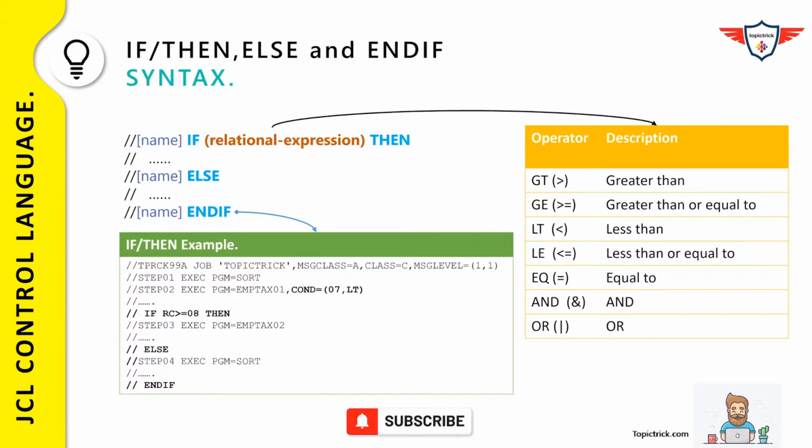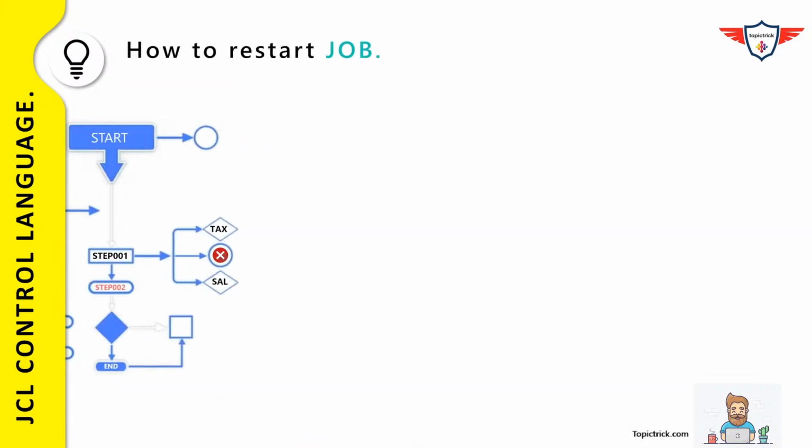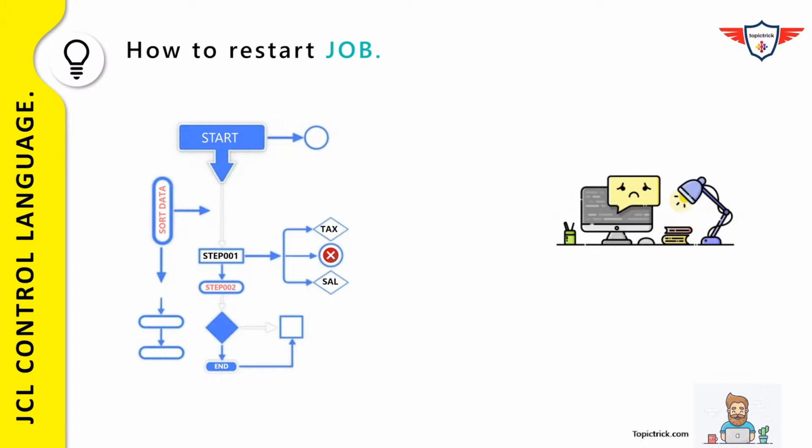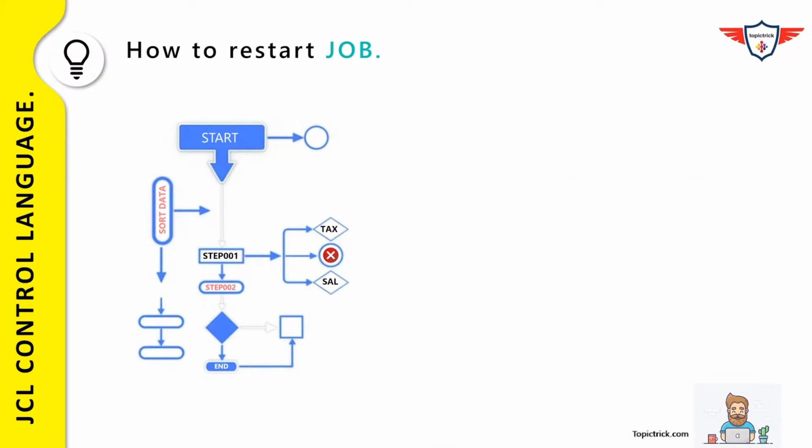Now let's focus on our next section, that is how to use restart parameters to restart your job. In this section, we will try to understand the different ways of restarting your job in case it fails. So when a program abends or the system fails, you may need to restart a job from a specific point or a step where it had failed instead of restarting it from the top.